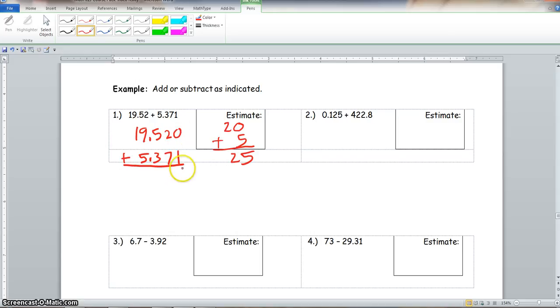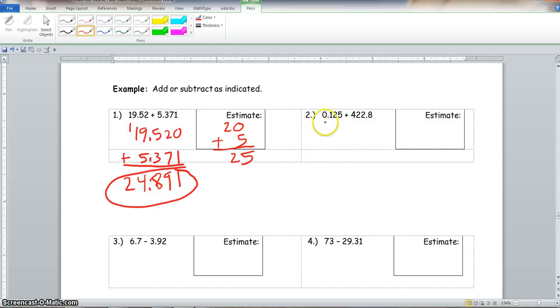And now we add. 0 plus 1 is 1, 2 plus 7 is 9, 5 plus 3 is 8, and we'll bring down our decimal. 9 plus 5 is 14, carry a 1, and 1 plus 1 is 2. So we get 24.891, which is very close to 25. So we know that we're in the right ballpark here.